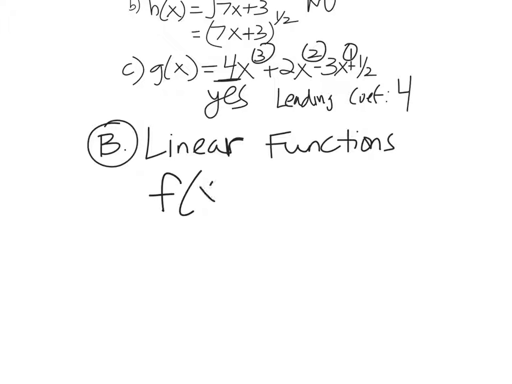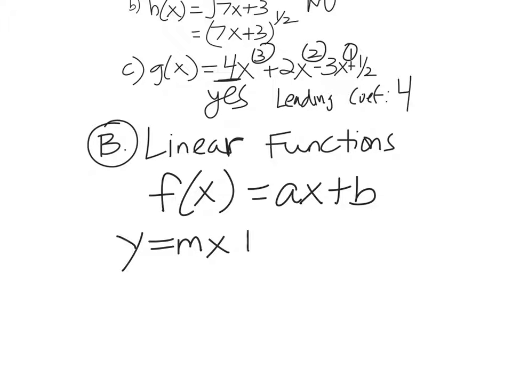When we do these linear functions, sometimes they'll write it like this: f of x equals ax plus b. Okay, that's a polynomial. Linear functions are polynomials. But most of the time, they like to just write y equals mx plus b. M is the slope. M is the change in y over the change in x.